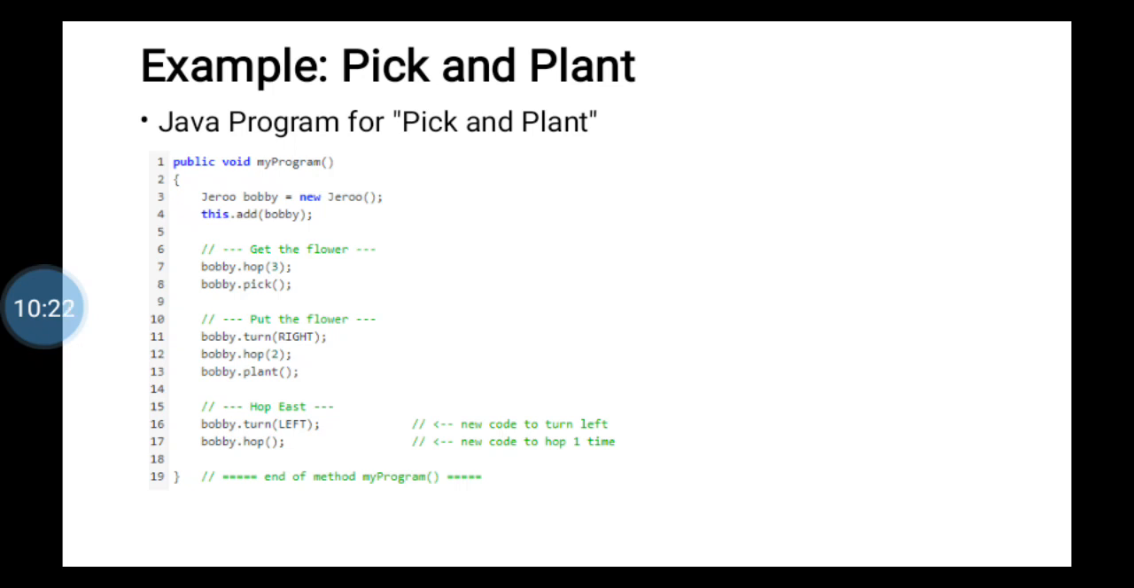Now to get the flower, don't forget Bobby, the Jeru, can up. So now Bobby dot up. And then how many times do you want it to up? 3 times. That's why we pass 3 into that argument. Then we have Bobby dot pick. Pick, of course, is pick. We don't need to pass any value into it. Then to put the flower, Bobby dot turn right. Like I was saying, we can break that step into turn, up and plant, when we're talking about the detailed algorithm, and that's exactly what is done here now.